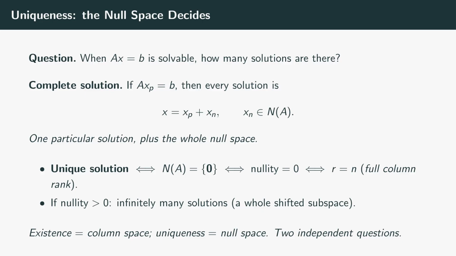This makes uniqueness immediate. The solution is unique exactly when the null space contains nothing but the 0 vector, that is, when the nullity is 0, which means the rank equals n, full column rank. If the nullity is positive, there are infinitely many solutions, a whole shifted copy of the null space. Notice the clean separation. Existence is governed by the column space in the output space. Uniqueness is governed by the null space in the input space. They are 2 independent questions with 2 independent answers.